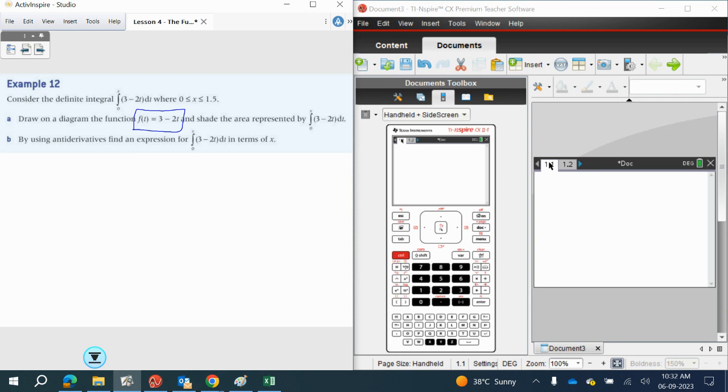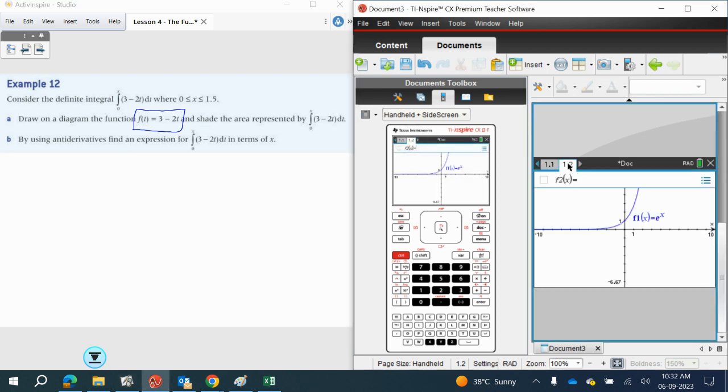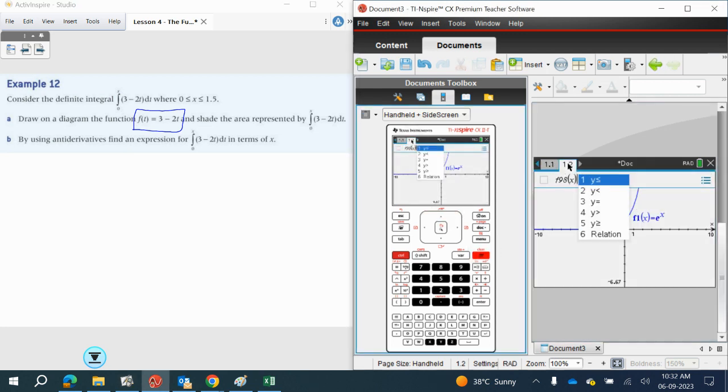So we add a graph page. We need to go in here and enter our function. Now it says 3 minus 2t. We can't graph 3 minus 2t on the calculator. What should we enter on the calculator? Yeah, we have to enter 3 minus 2x.